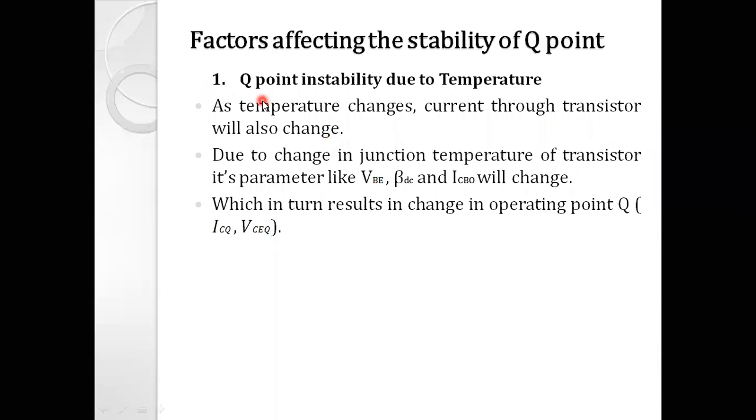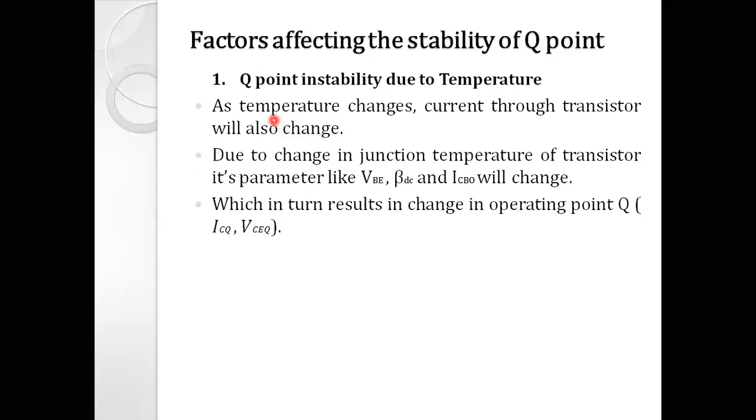So let us talk about the first factor, operating point instability due to temperature. How does temperature affect the location of the operating point? Here it is written that as temperature changes, the current through the transistor will also change. Why? Because this transistor is made up of semiconducting material. It has a p-type layer and an n-type layer, so the current of the transistor is made up of electrons and holes, majority and minority carriers. In one of the subjects, we understood that each and every material has some kind of temperature coefficient, either positive or negative. So obviously, the behavior of that material changes with temperature, and hence the parameters of this material get changed.